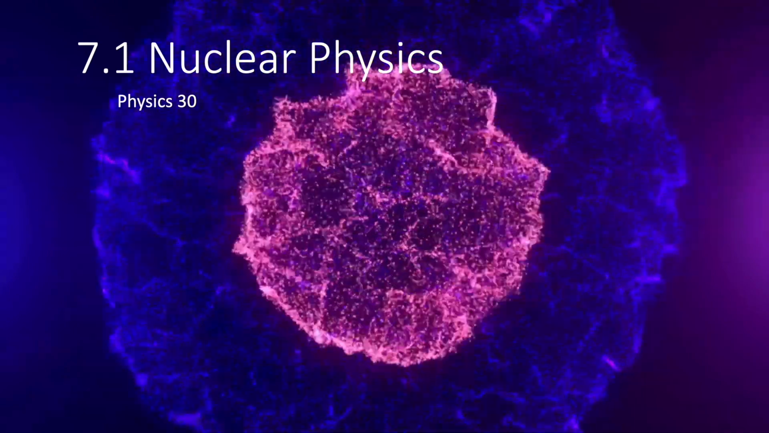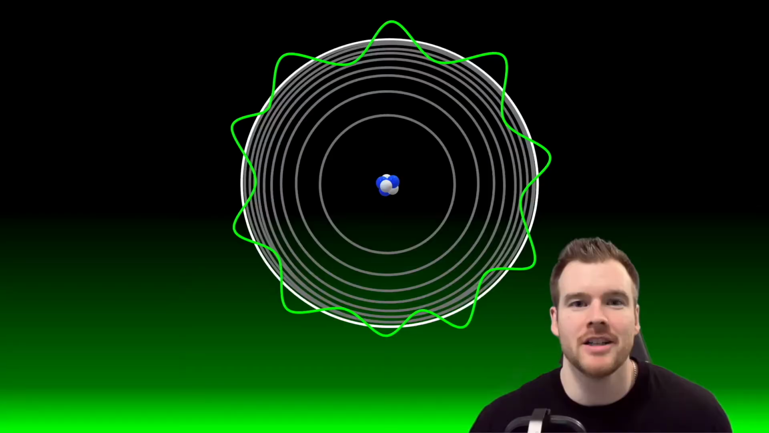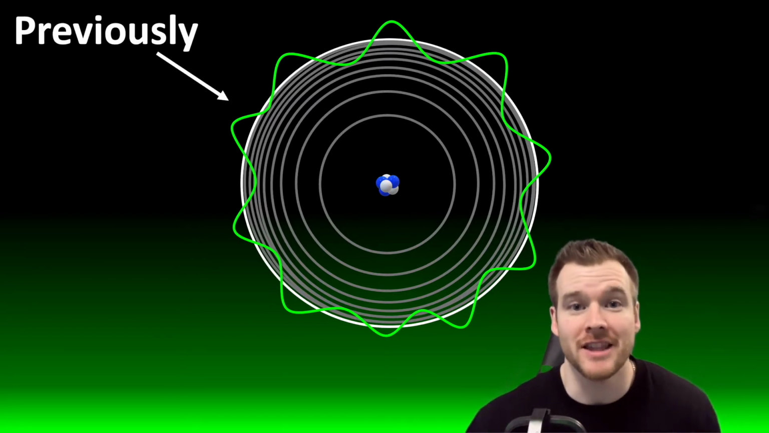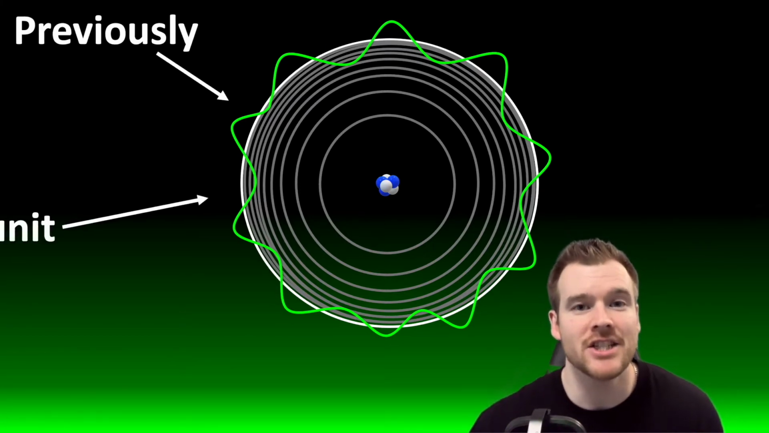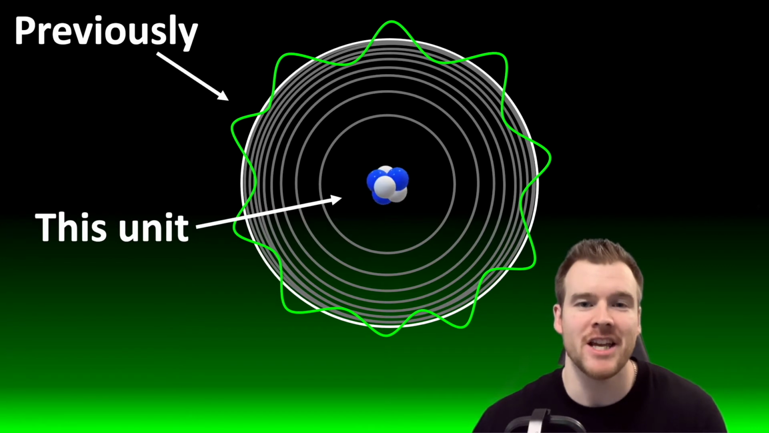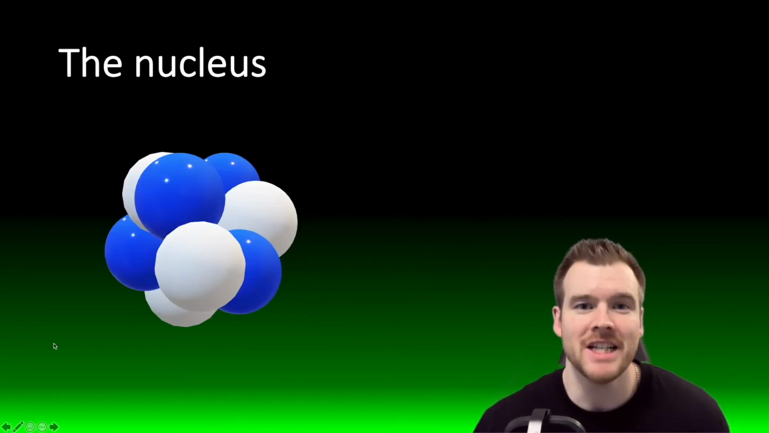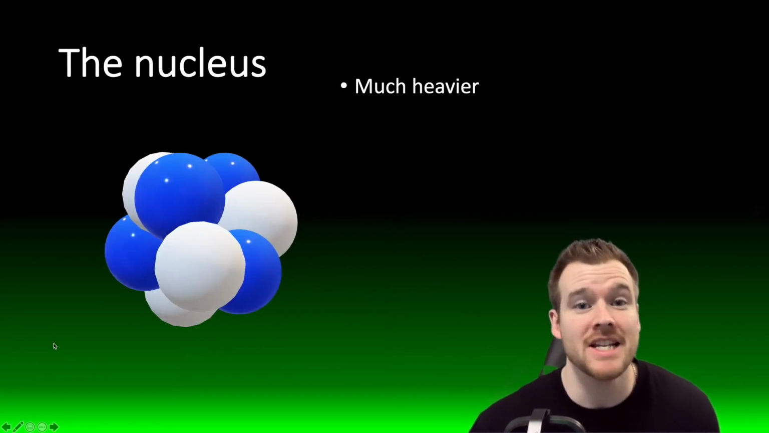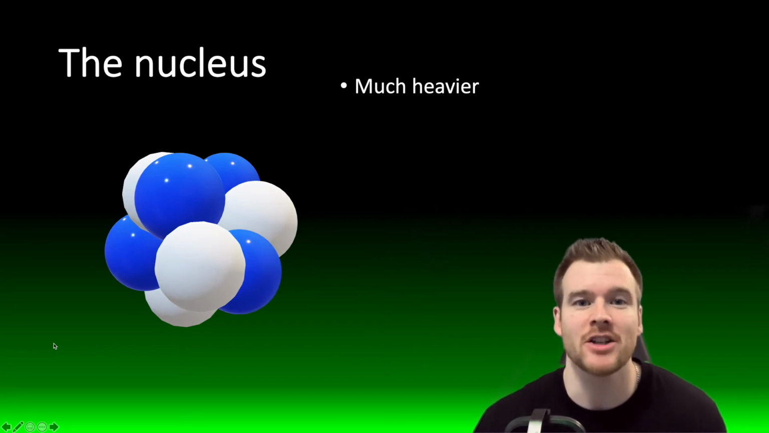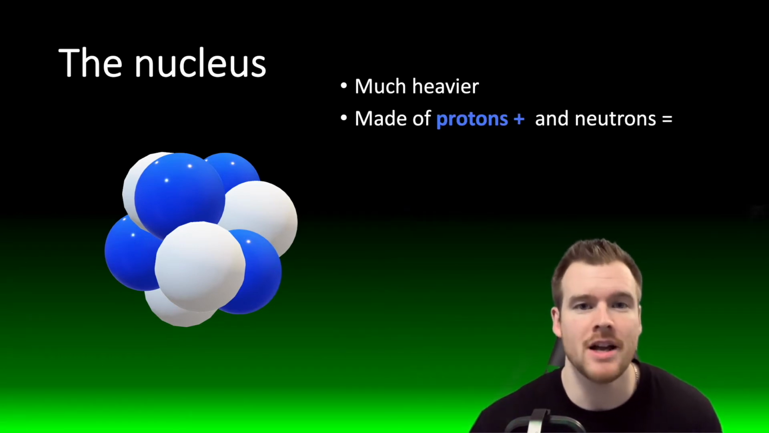This is 7.1 and today we're going to be talking about nuclear physics. In the last unit we looked a lot at the nature of the electrons in the atom, but in this chapter we're going to start looking at the nature of the nucleus. So the nucleus is the center of the atom and it is much heavier than the electrons. It's made up of protons and neutrons.